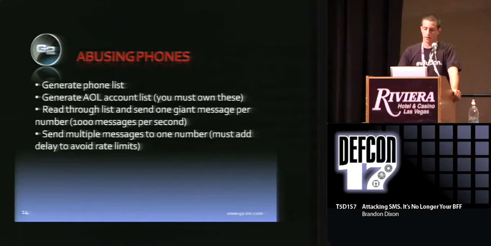I then need to generate an AOL account list, and you must own these. I'm sure there's plenty of ways out there to get those. You can read through the list and send one giant message per number. So effectively, I'm reading in each number and sending one message that may be equivalent to 13 messages. And what that does is it bypasses the rate limiting, because there is none on XMPP.